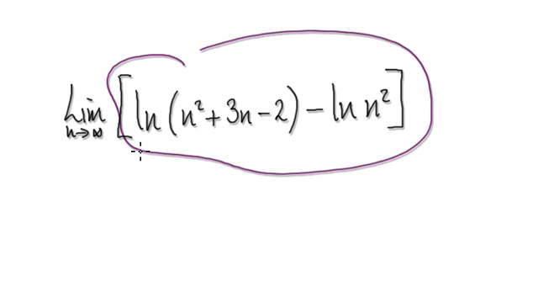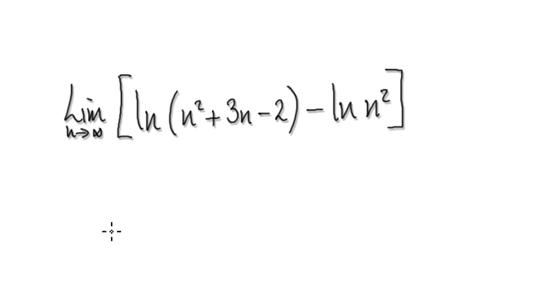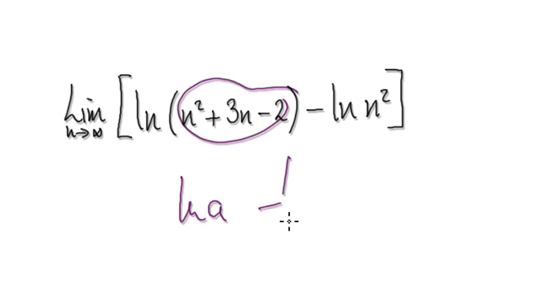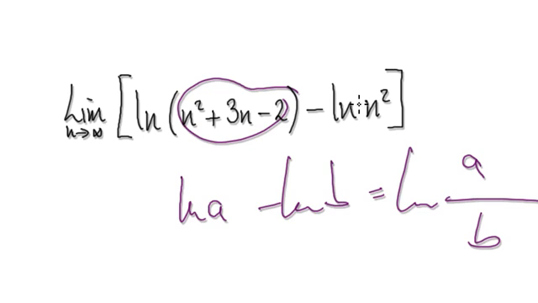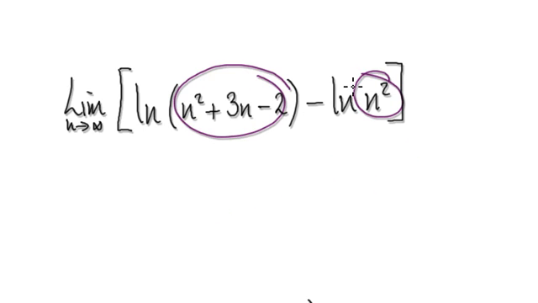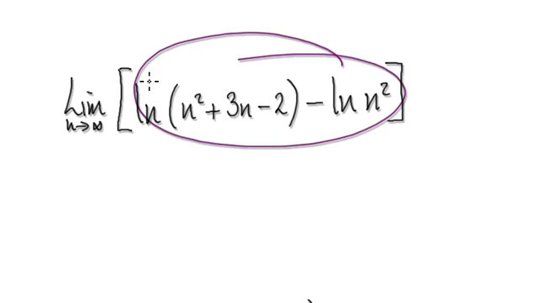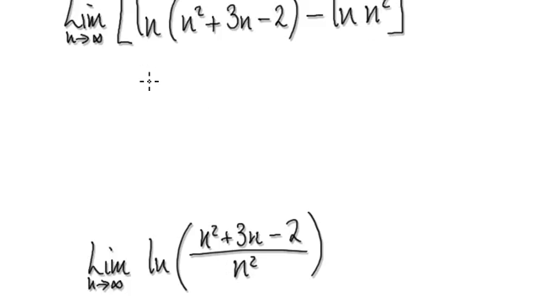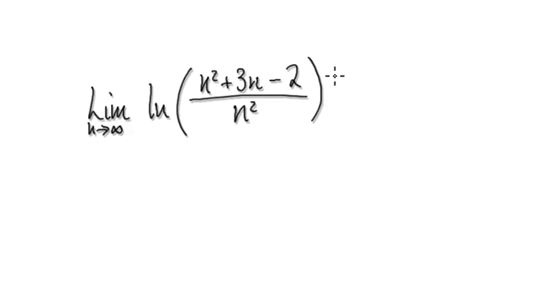So find the limit of this sequence as n tends to infinity. So press pause and have a go. Okay, so similar to the previous example, natural log of a take away natural log of b, that's the same as natural log of a over b. So we can say this divided by this. So rewrite this whole thing here as this.